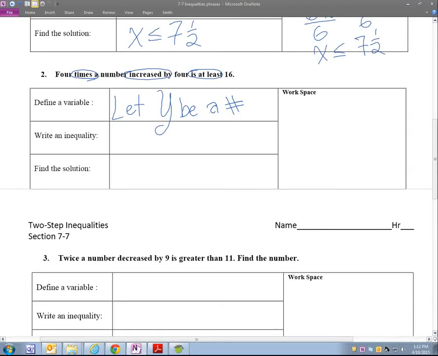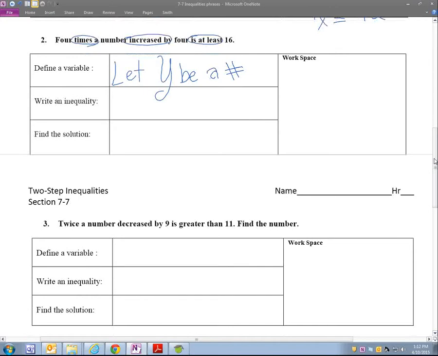Let y be a number. So we're just choosing y because we can. Okay? I mean, we can have it be any variable, really, because it's just saying a number, and we're defining that variable. So we are going to write an inequality. It says 4 times a number, so it's 4 multiplied by that number that we just said. There we go. Increased by, that is a plus sign. 4 is at least.